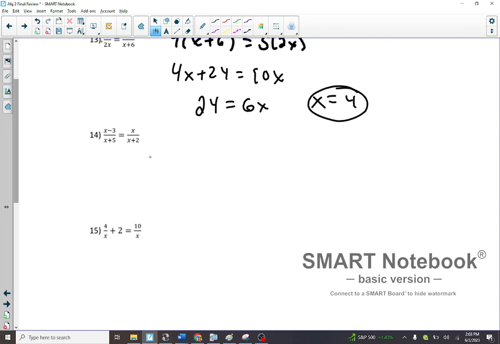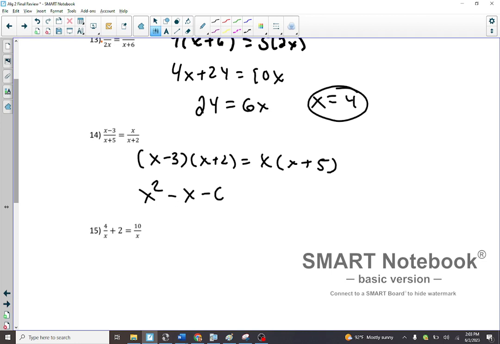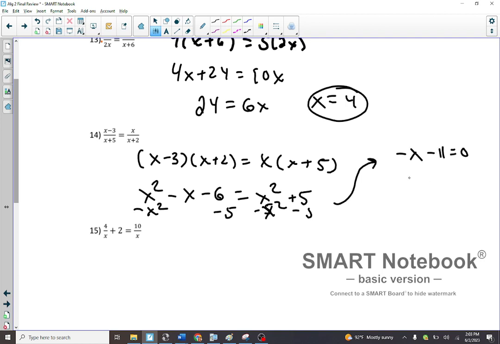Over here, cross multiply, x minus 3 times x plus 2 equals x times x plus 5. A little bit of distribution, x squared minus x minus 6 equals x squared plus 5. I'm going to subtract x squared on both sides, and I'm also going to subtract 5 on both sides. This makes it negative x minus 11 equals 0, plus 11 on both sides, negative x equals 11, divided by negative 1 on both sides, x equals negative 11.